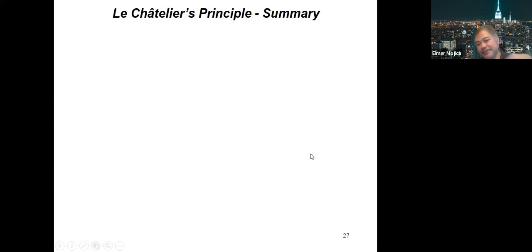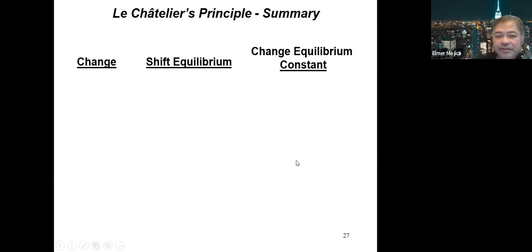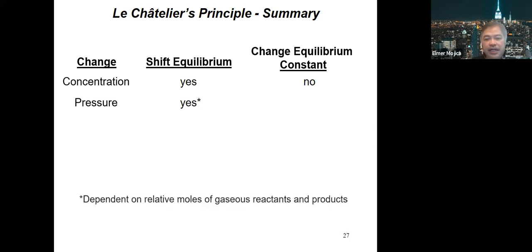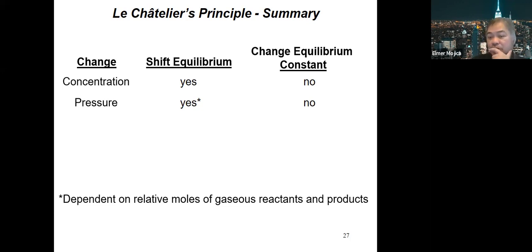Okay, so if we summarize Le Chatelier's principle, we could say the concentration can shift the equilibrium. When you add something, it will favor the reaction that will utilize it. If you remove something, it will favor the reaction where you're going to produce materials to replace the one that you removed. Pressure, well, it depends. If you increase the pressure, it will favor the side that has a smaller amount or lower moles of species. If you decrease the pressure, it will favor the one that has higher amount. Okay, there's no change in the equilibrium constant.